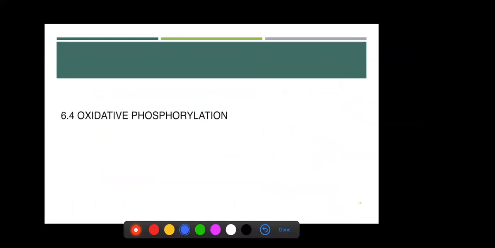So that brings us to the end of 6.3, and now we're going to move to oxidative phosphorylation. And just like the word implies, we are going to phosphorylate using oxygen. We talked about where all the CO2 comes from that you exhale, but I have not yet talked about why we inhale oxygen.